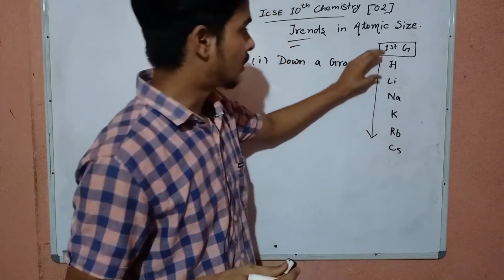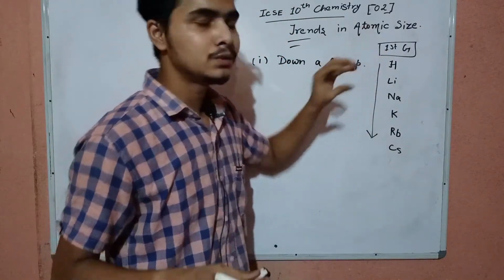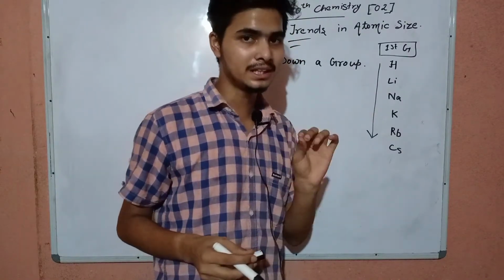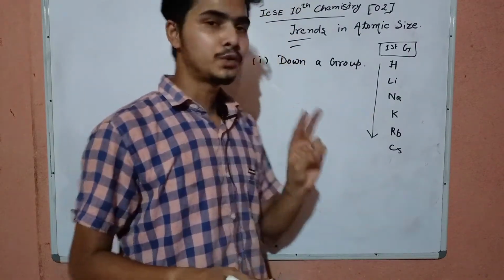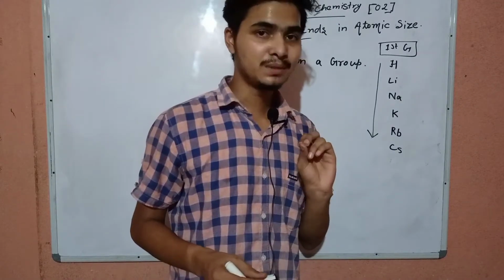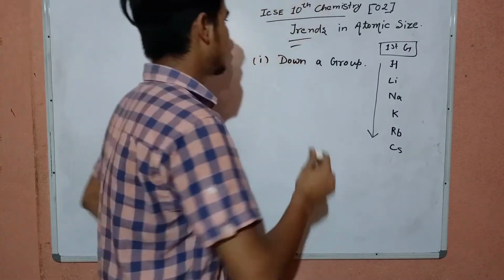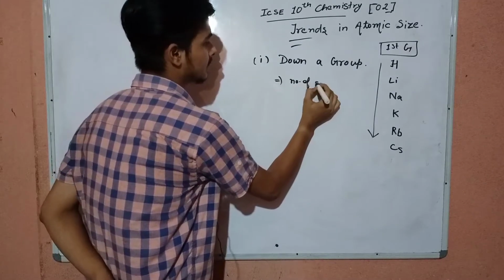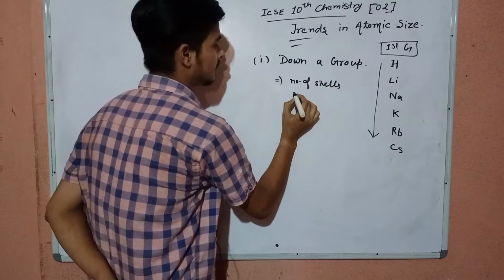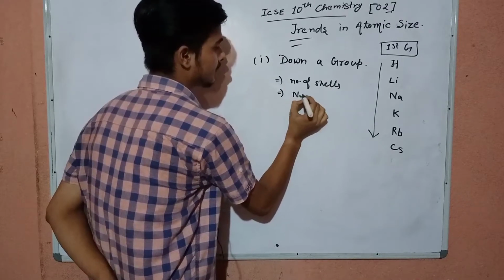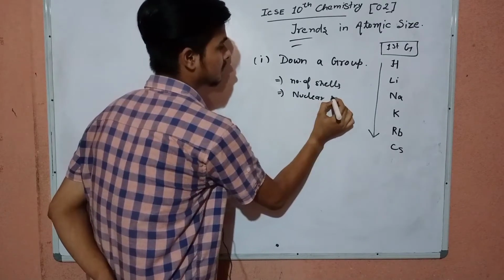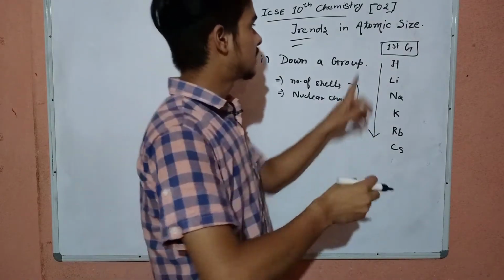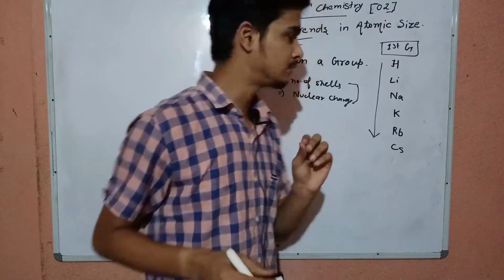Means if we are going down a group, whether atomic size will increase or decrease. Now you have two factors which affect atomic size. What are they? They are number of shells and nuclear charge. These two factors affect atomic size. This we have understood in the last video.